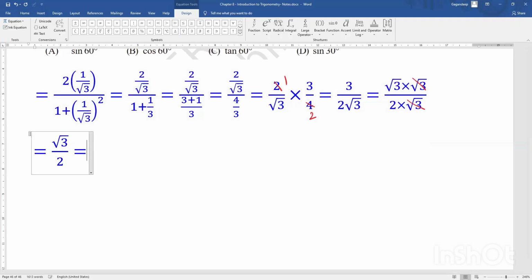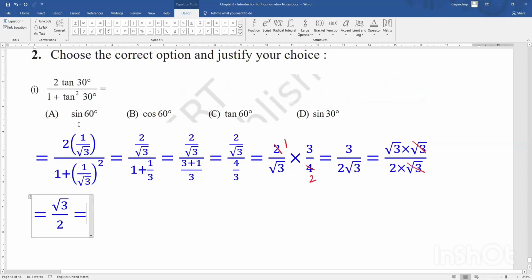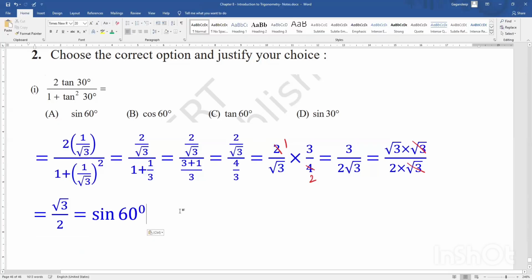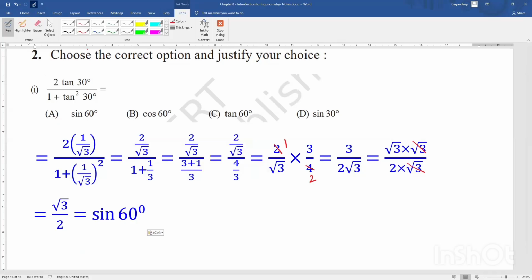But root 3 by 2 is what value? So now here we have the 4 options, right? Sin 60, cos 60, tan 60, sin 30. So what's the value now? Obviously it is sin 60, because sin 30 is half, sin 60 will be root 3 by 2. So it will be sin 60. So that is option A will be your correct answer. So option A is the correct answer.